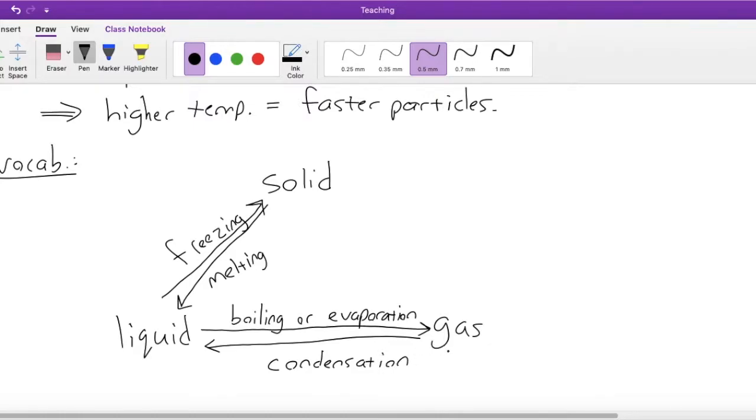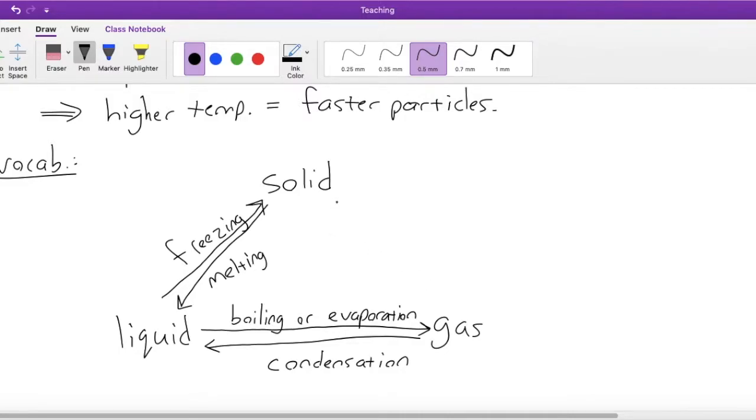Easiest way to see this in Minnesota is just to wait for winter and breathe on a cold window in your car or in your house, and you're going to see your breath fog up that window. That's the water vapor in your breath turning to liquid water on the glass.